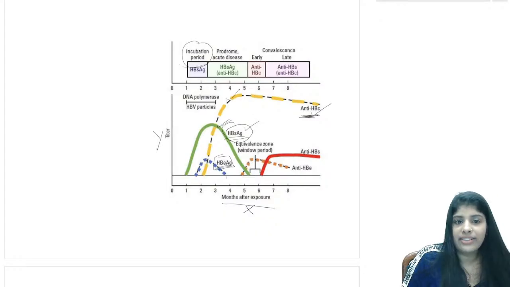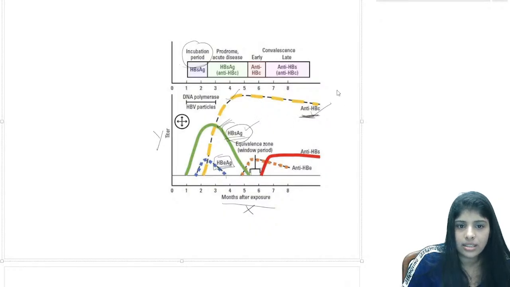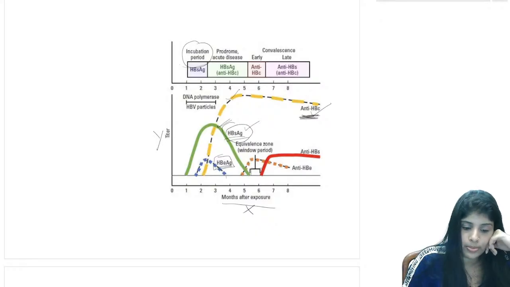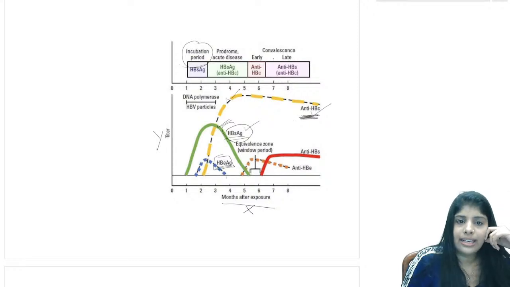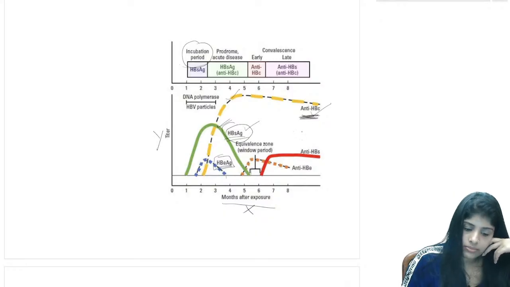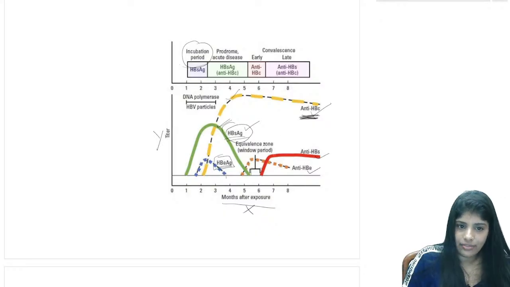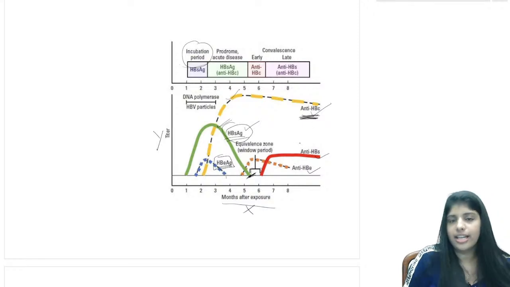And next, the next period that we have is the window period. In the window period, only one marker is there, that is anti-HBc. So you have to keep this in mind. Window period, anti-HBc is the only marker. And in the convalescent or late stage, what do you see? You can see anti-HBs, anti-HBc and anti-HBe. And what is negative? HBsAg is negative. All these graphs are coming to the end. So these are all there in the late period, but HBsAg ends here, so HBsAg is not there in the late period. These three are there.